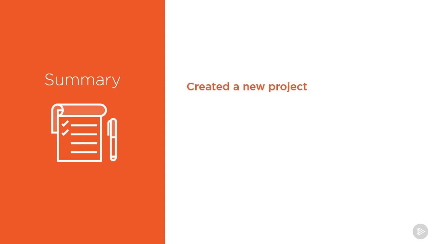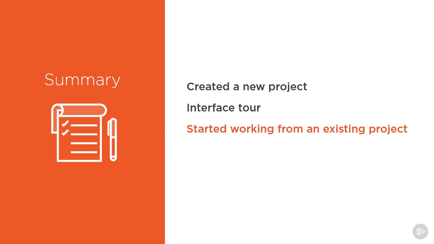And in this module we've created a brand new project, and we've seen how to add and remove projects from the Epic Launcher. We've taken a tour around the interface, so some of the most common things that you'll be using inside of the Unreal Engine. We've then started working from the existing project that I've created, and as I said, this is going to be the one that we'll be using for the remainder of the course.